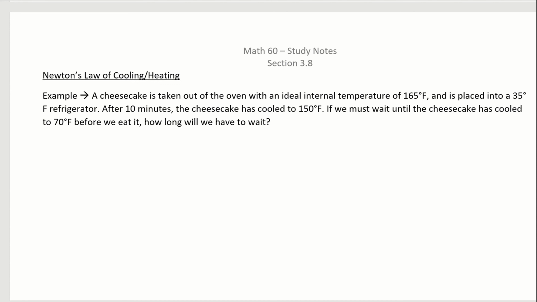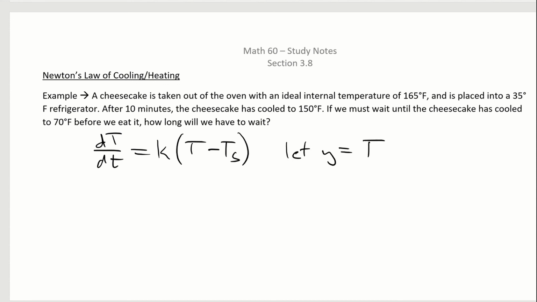Okay, so here's the thing. It starts off by saying the temperature rate of change is directly proportional to the current temperature minus the surrounding temperature. But here's the thing, we're going to switcheroo it. Let y equal T minus some constant Ts, the surrounding temperature. In this case, it's 35.